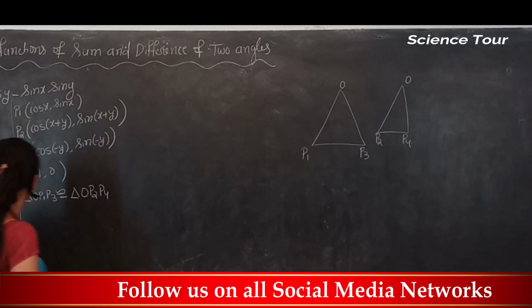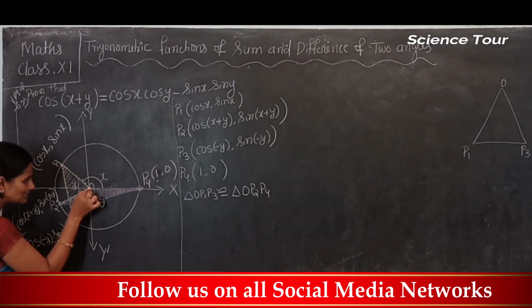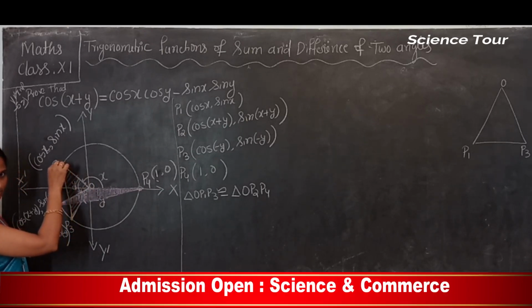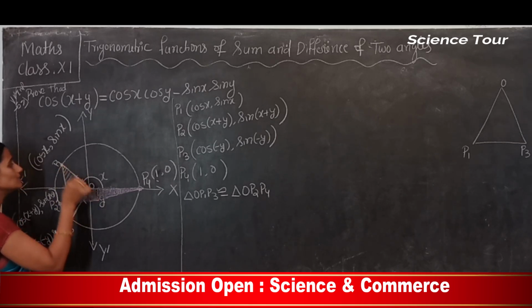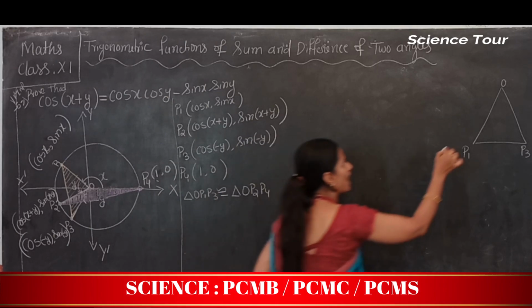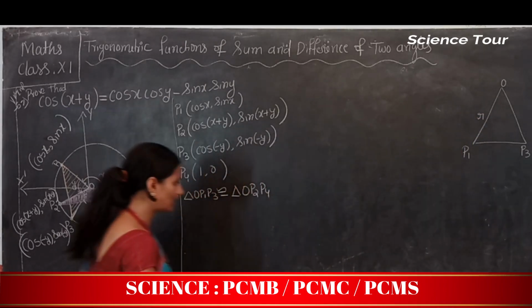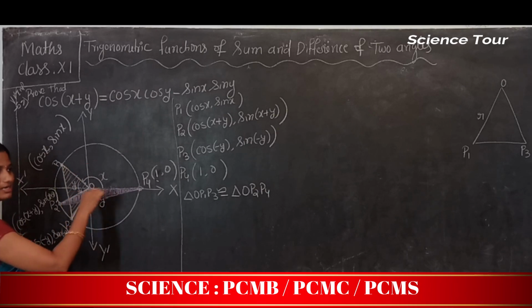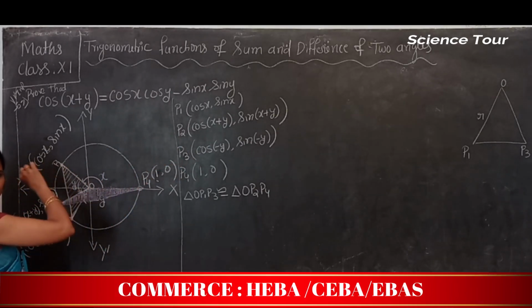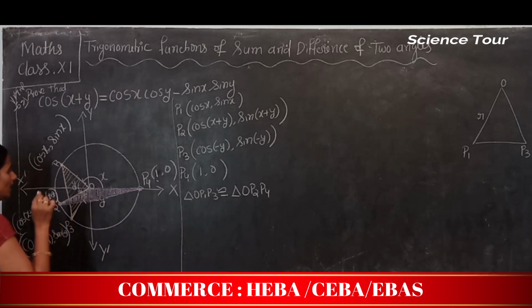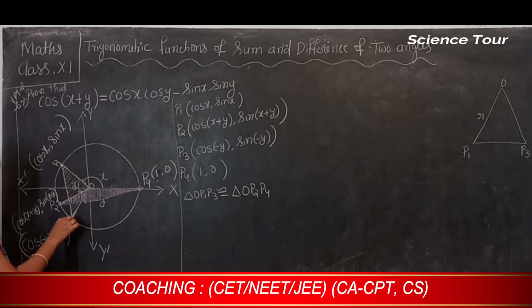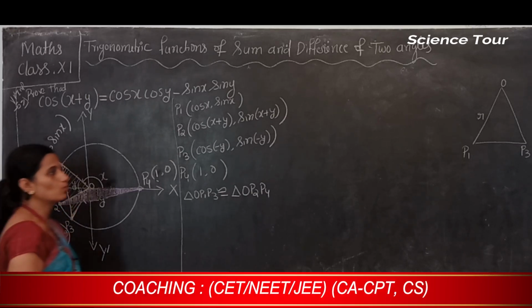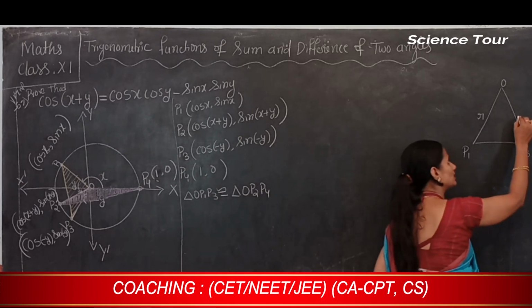If I see the figure, what is this OP1? O is the center, P is a point on the circumference. So this is the radius, correct, no? I'll mark it as R. OP1 is R from the figure. I can't write here so you can't understand, that's why I'm drawing a separate figure. Now next, what is your OP3? O is the center, P3 is a point on the circumference. So OP3 again is R, the radius.